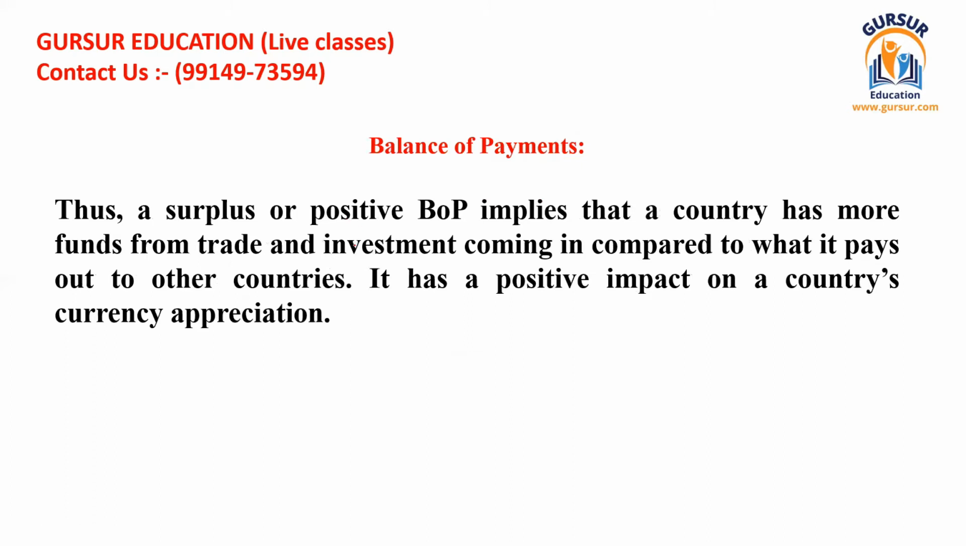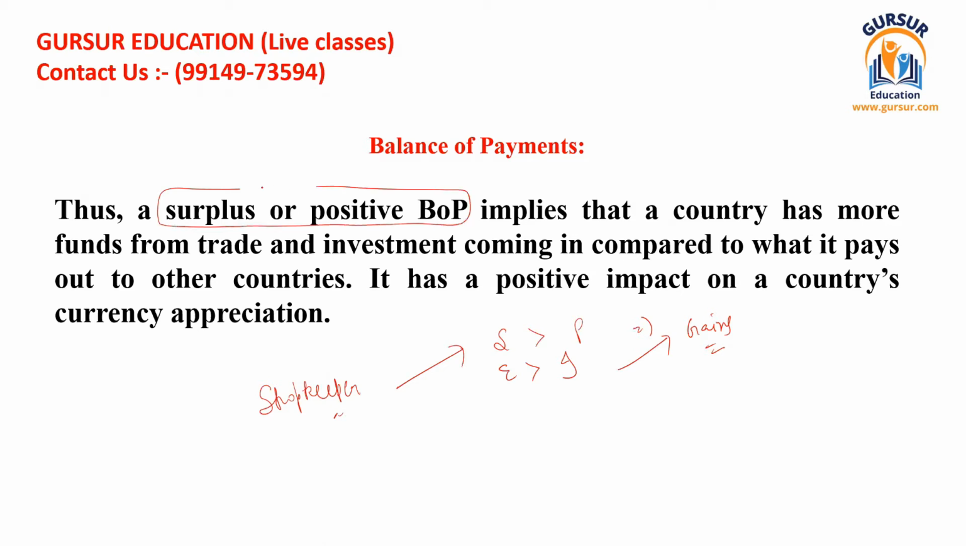So balance of payment may be surplus, may be positive, or it may be deficit or negative. Just take the example of a shopkeeper. I have given you this example so many times. If your sales are greater than your purchases, obviously you are in the position of gains. In a similar way, if the country's exports are greater than its imports, then the country is said to be in a favorable situation or in a surplus situation, or the balance of payment is positive.